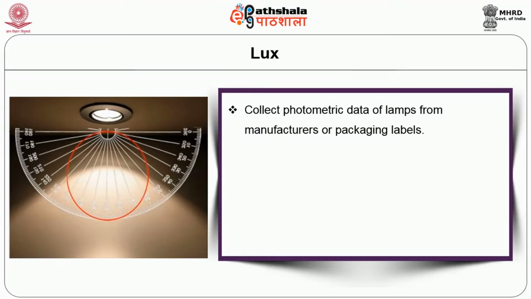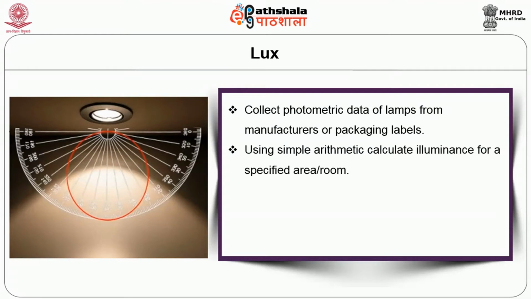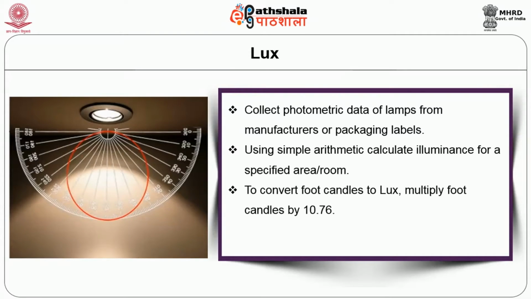Try it out. Collect photometric data of lamps from manufacturers or packaging labels. Using simple arithmetic, calculate illuminance for a specified area or room. To convert foot candles to lux, multiply foot candles by 10.76. To convert lux to foot candles, divide lux by 10.76. Probably knowing this calculation will tune you as a prudent consumer or practitioner in the designing process.